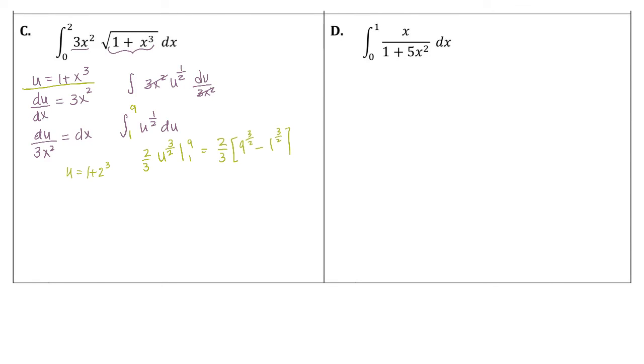And so we're going to have 2/3 times 9 to the 3/2. That's the square root of 9, which is 3. 3 cubed is 27 minus 1. And so let's see, that's going to give us 26. So we have 2/3 times 26, so 52 over 3. Wow. All right, last problem.